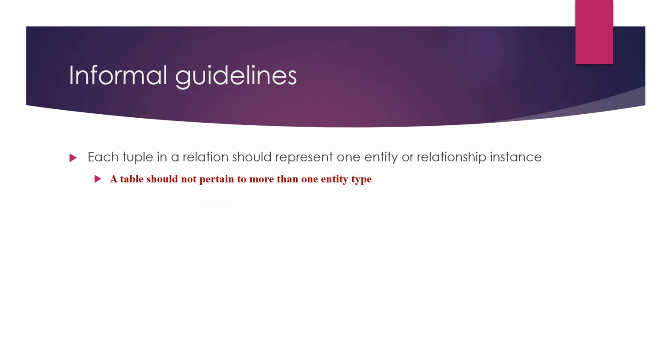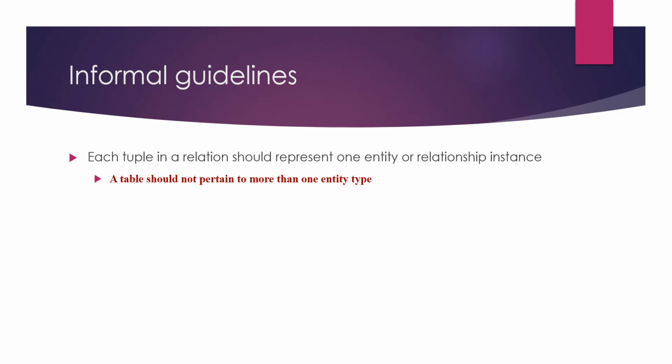So let's recap these informal guidelines that we discussed so far. The first guideline we have is we want to have each tuple in a relation should represent only one entity or a relationship instance. So like we had before, the employee table should only reflect or have attributes for the employee. It should not have attributes for other tables. Same thing with the project table. It only has to have information about the project.